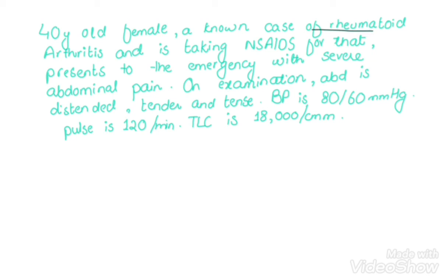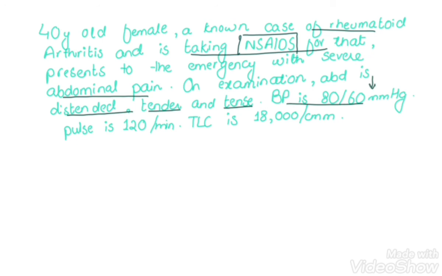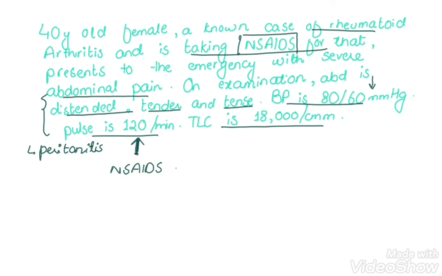He is a patient of rheumatoid arthritis and has been using NSAIDs long term. This is a risk factor for peptic ulcer disease. Then her symptoms like abdominal pain, signs like tenderness, distension, and tense abdomen show peritonitis, along with toxicity, like a high pulse, decreased BP, and increased TLC count, which also indicate peritonitis.